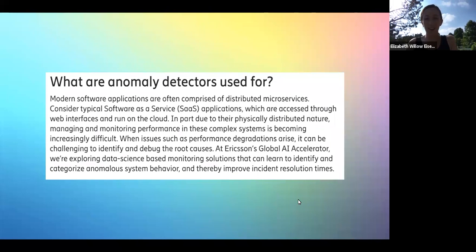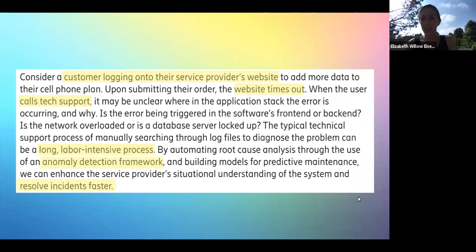So this is their formal definition of what anomaly detectors are and what they're actually used for. It has a lot of lingo in there, but you might want to read that. And then their real life example of where and why you would need this is here.